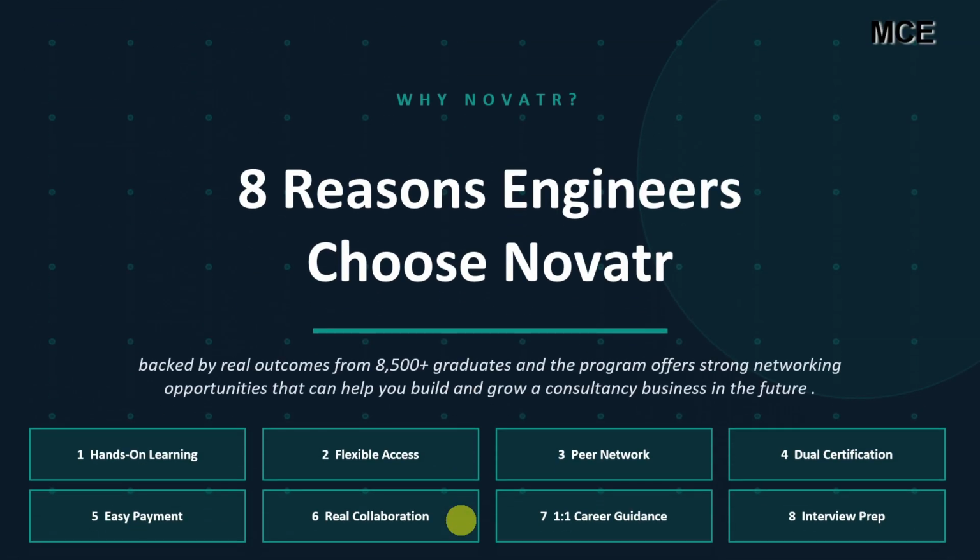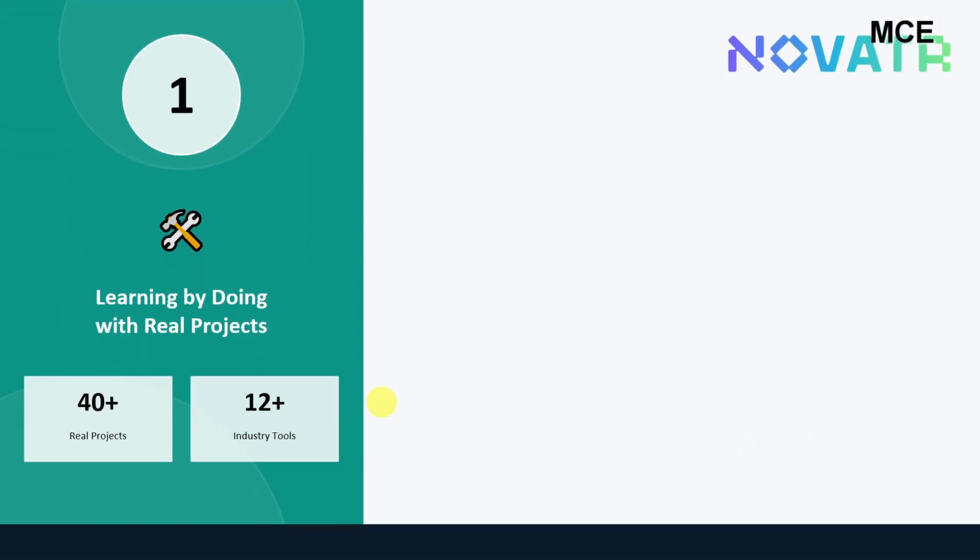So there are 8 reasons why engineers choose Novatr, because its results are backed by real outcomes from 8,500 plus graduates, and the program offers strong networking opportunities that can help you to build and grow your consultancy business in future. Okay, so first is that you will always learn by doing with real projects.